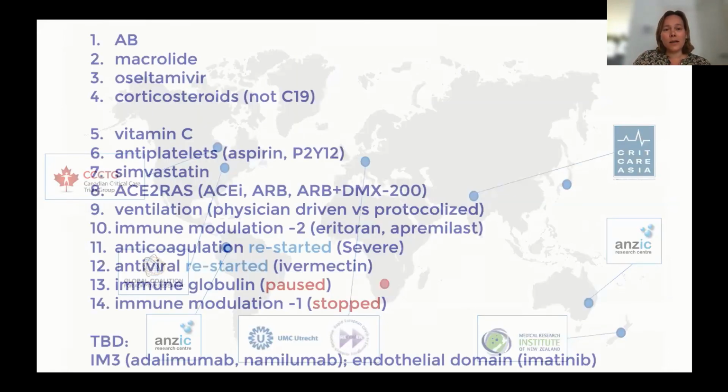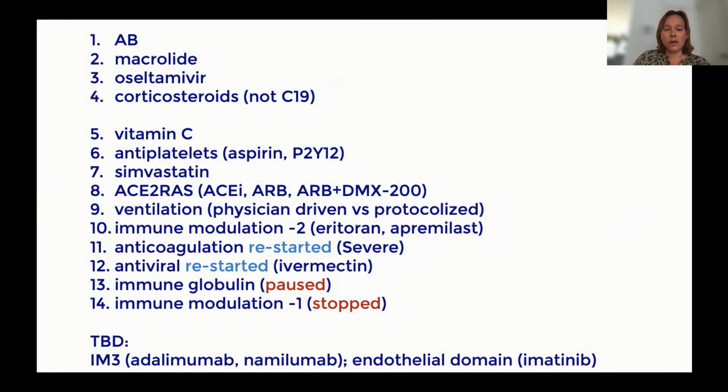We are currently running 14 domains, although the last two that I have on the slide are stopped. We're working on including new domains. And as I said, we're investigating a huge number of regimens. I think it's over 17,000 at the moment because it multiplies with each domain.